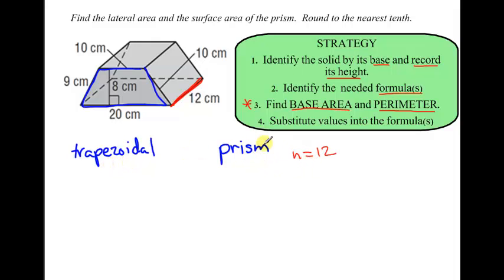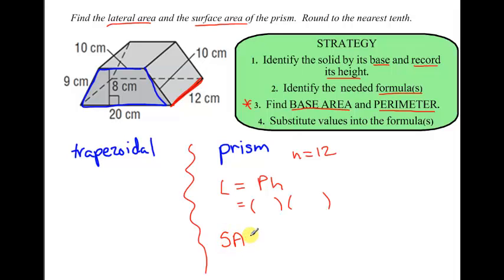Now we go to step 2 and identify the needed formulas. Those come from the question. They ask us to find lateral area and surface area. So on our prism, we're going to use the lateral area of a prism, which we've just discovered is the perimeter times the height. Leave some space there. In fact, let's put some blanks because we're going to fill these blanks in a minute. And then they also want to know the surface area. And the surface area is the lateral area plus 2 base areas from our formulas.